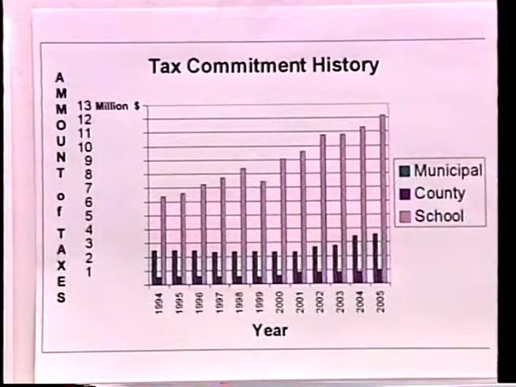You can see a trend for the last 11 or 12 years, starting with 1994 and going to 2005. There are 3 bars in each year. One represents the municipal tax commitment, one represents the county, and the largest one is the school representation. As you can see, the 2 smaller ones, which are the county and the municipal, for the most part have been fairly consistent over the last 12 years. But I think you can see that the school portion has been growing very consistently over the last 12 years.